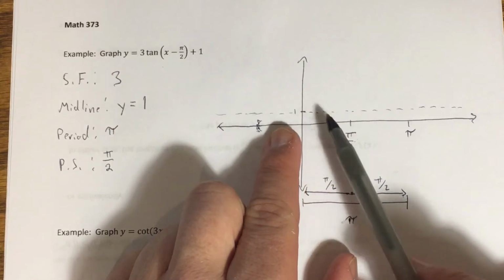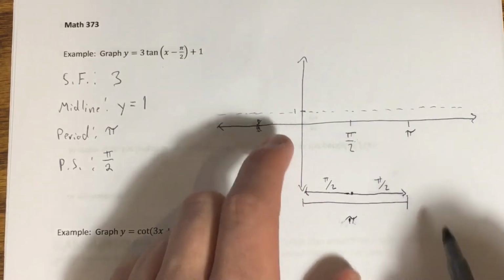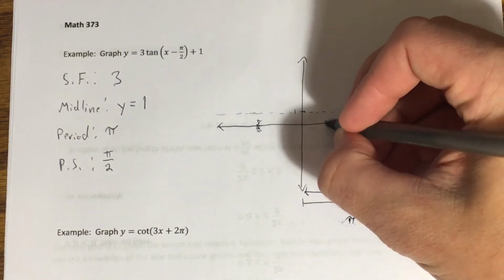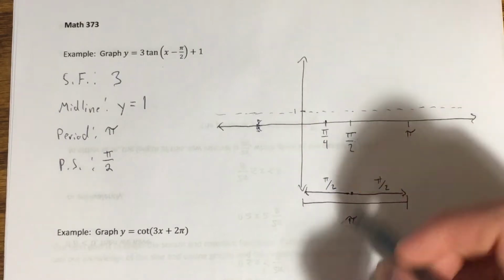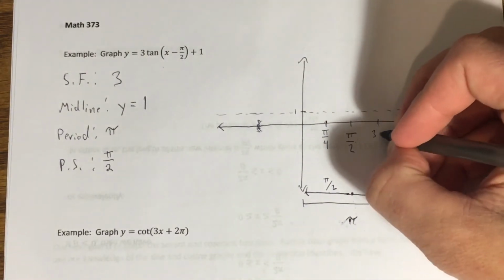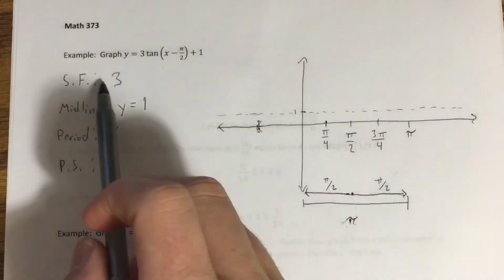I actually want 5 labels appearing in here, which I can get by subdividing each of these little subintervals. 0 plus pi over 2 divided by 2 would be pi over 4. Pi over 2 plus pi is 3 pi over 2. Half of that would be 3 pi over 4. Okay? All right. One thing I haven't done is use my stretch factor.